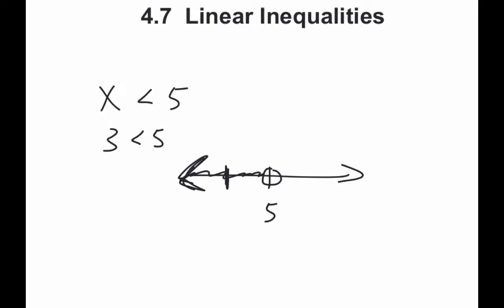So what you could say then is, well, where's 3 on the number line? 3 is going to be over here somewhere. So you have to shade the side that includes the 3. You have to shade the side that works. Is that fair? So new stuff today.